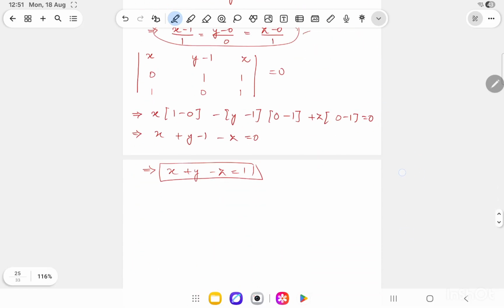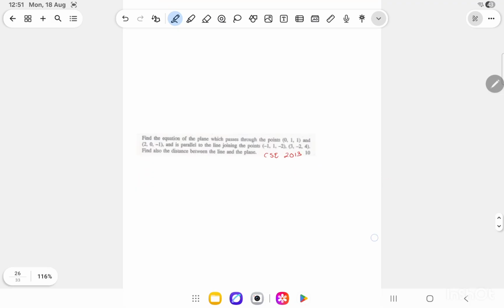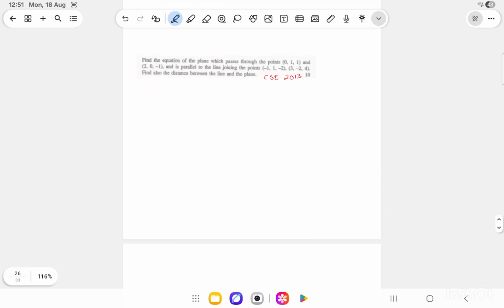So let us move on to the next question. The next question says: find the equation of plane which passes through this and this.